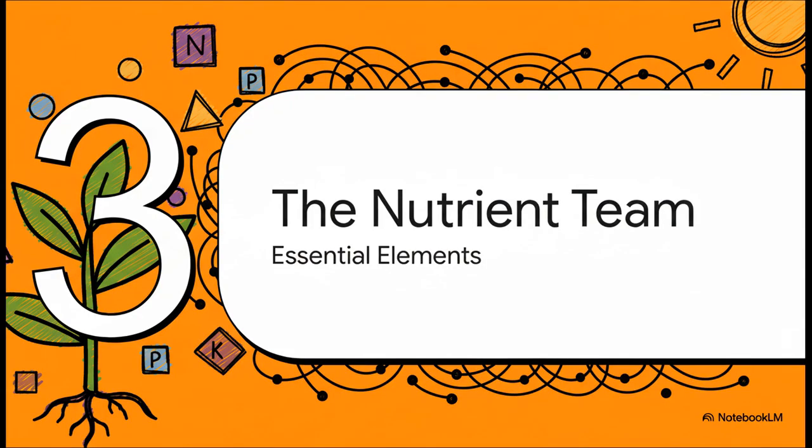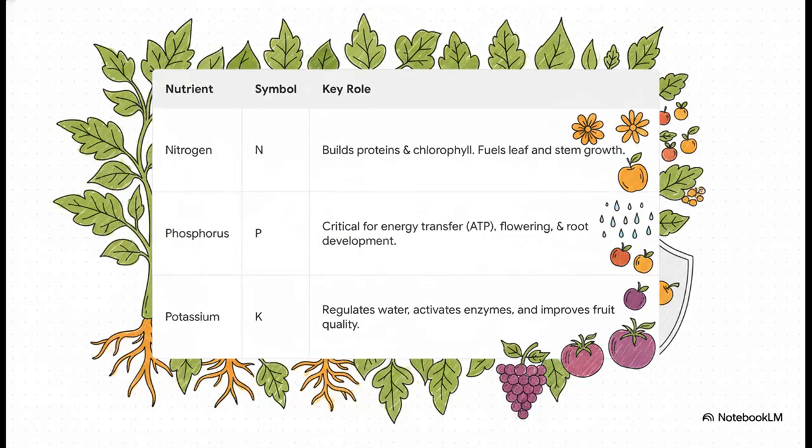So now that we know how to look for the clues, let's meet the actual players. We're talking about the essential nutrient team. These are the elements a plant absolutely, positively cannot live without. First up, you've got the big three, the ones you see on literally every bag of fertilizer. N, P, K. Think of nitrogen, or N, as the builder. It's what fuels all that green leafy growth. Phosphorus, P, is the energy manager. It's critical for strong roots and big flowers. And potassium, K, is the great regulator. It manages water, keeps everything healthy, and even makes fruits taste better.